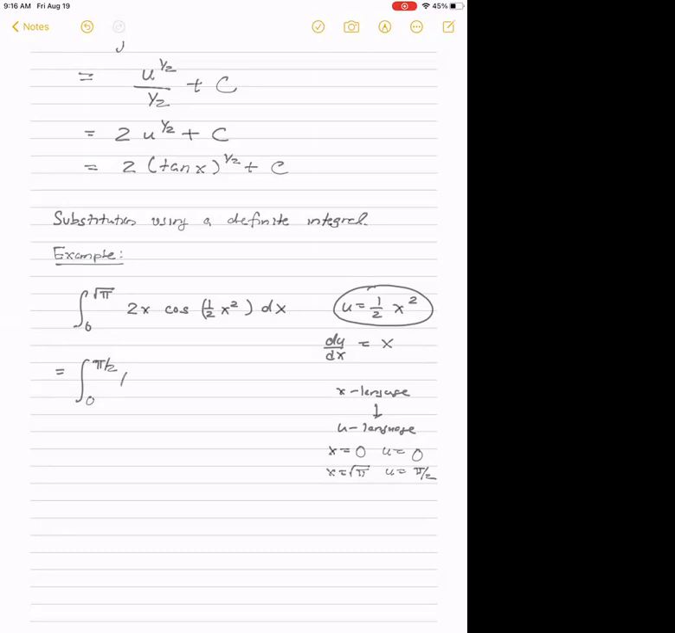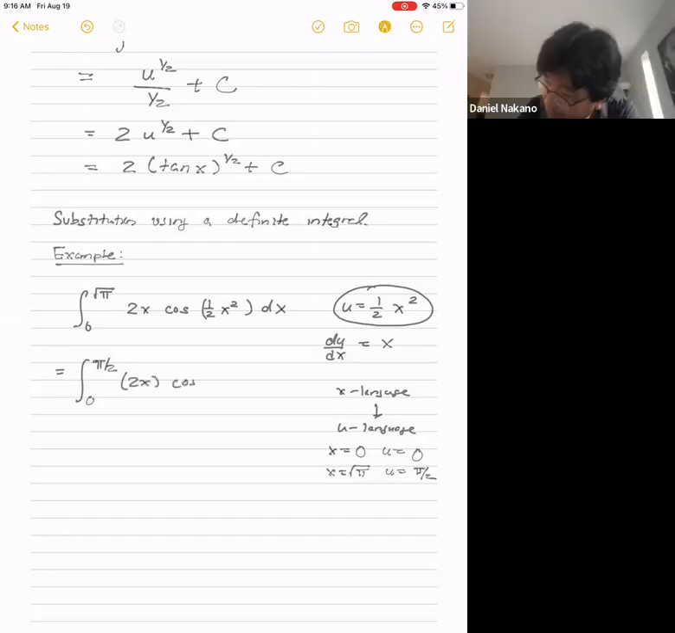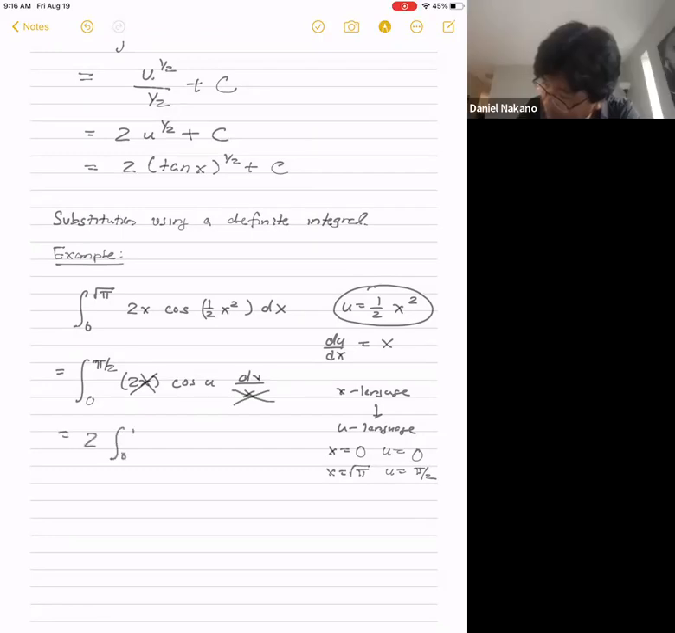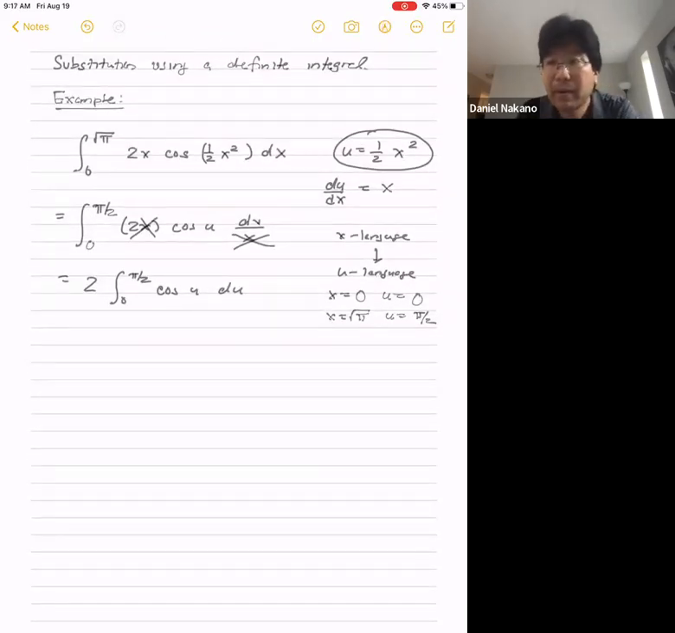All right, now I just have the 2x over here. I have a cosine u, and dx is going to be equal to du over x, right? So the x's will cancel out. Okay, get rid of the x's, and I get 2 times the integral from 0 to pi over 2 of cosine u du. So now we just do what we need to do. This is sine of u, and we're going to evaluate from 0 to pi over 2.